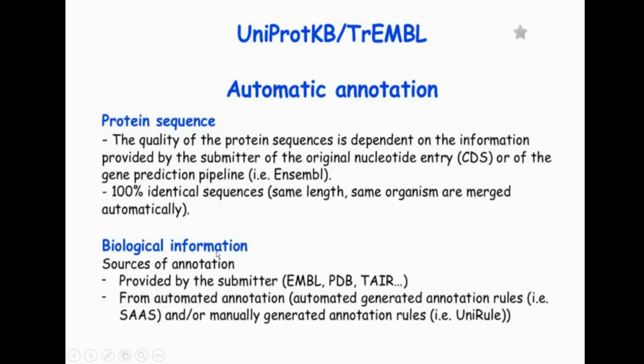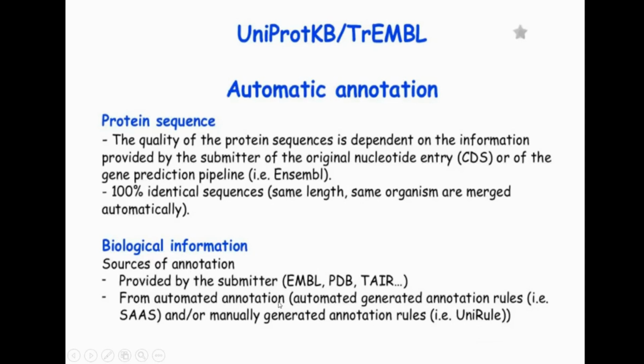Second is the biological information. The source of biological information annotation is first provided by the submitter, such as EMBL, PDB. है ना, जो आपका protein sequences, also the gene name, protein name were also extracted from the न्यूक्लियोटाइड डेटाबेस और फ्रॉम द ओरिजिनल डेटाबेस. तो ये आपका बायोलॉजिकल इंफॉर्मेशन का पहला सोर्स क्या हो गया, प्रोवाइडेड बाय द सबमिटर. एंड द सेकेंड सोर्स इज फ्रॉम द ऑटोमेटेड एनोटेशन बिल्ड रूल.